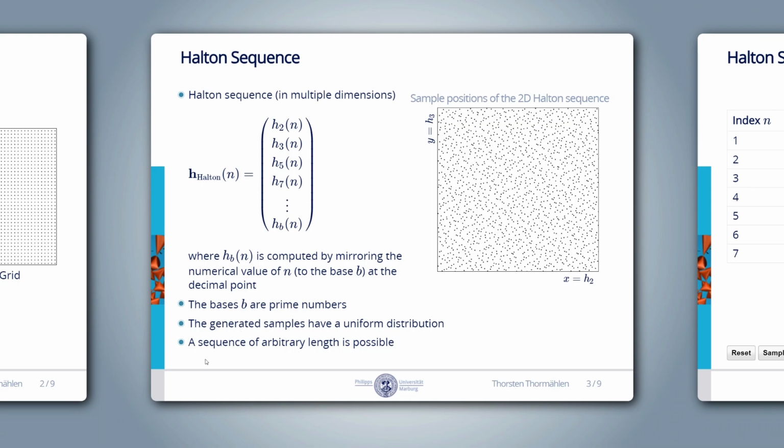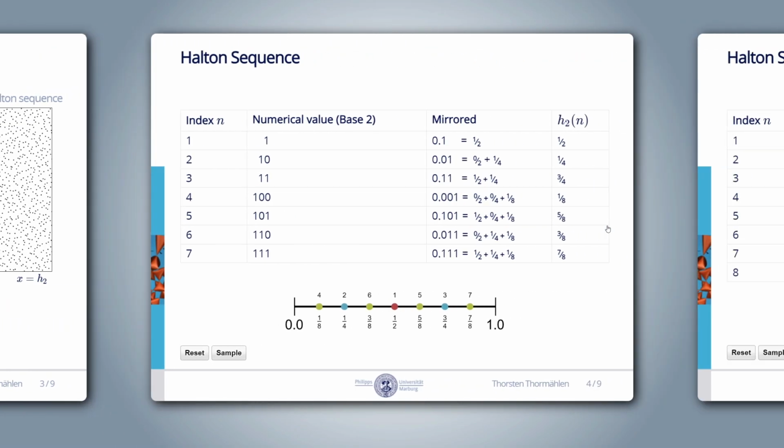A Halton sequence of arbitrary length is possible, which means the index n starts at 1 and can go up to some large integer value. The figure here shows sample positions of the 2D Halton sequence. The x dimension uses h of n to the base 2, and the y dimension uses h of n to the base 3. Here we see how h_2 of n is computed.